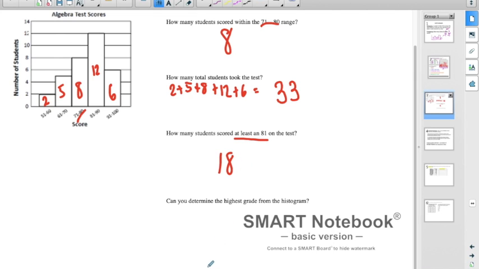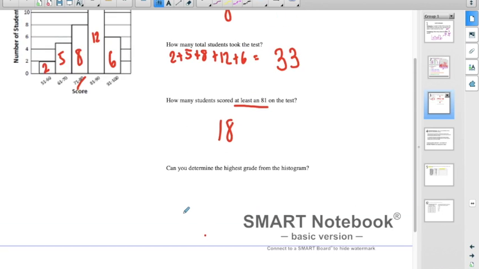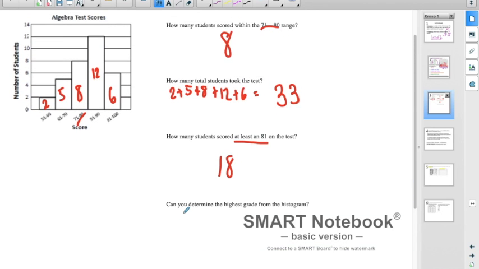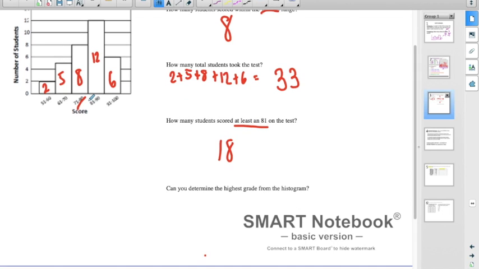And then it says, can you determine the highest grade from this histogram? Can we determine the highest grade from looking at this? What do you guys think? Well, the answer is no, we cannot. And the reason is, if we look at what the histogram is telling us, it only tells us how many people scored within certain ranges. It doesn't tell us the highest score. So I know 6 people scored between 91 and 100. All 6 of them could have gotten a 100. All 6 of them could have gotten a 91. All 6 of them could have gotten different scores. I have no idea. Okay? It only gives us intervals.